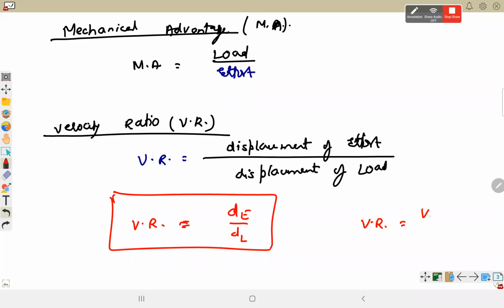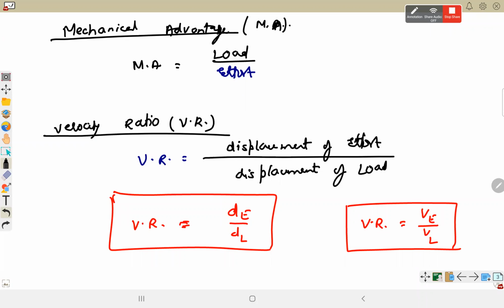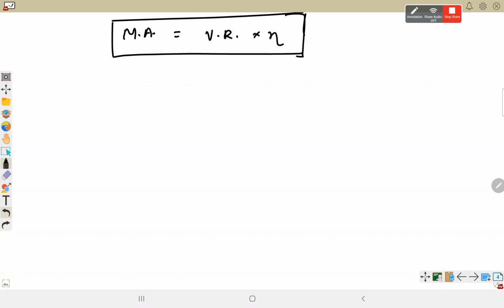Velocity ratio is velocity of effort divided by velocity of load. What is the relation between efficiency, mechanical advantage, and velocity ratio? Is there a relation between the three? So mechanical advantage equals velocity ratio into efficiency. Okay. And this derivation is asked in the board, and hopefully it will happen this year. Mechanical advantage is velocity ratio multiplied by efficiency.